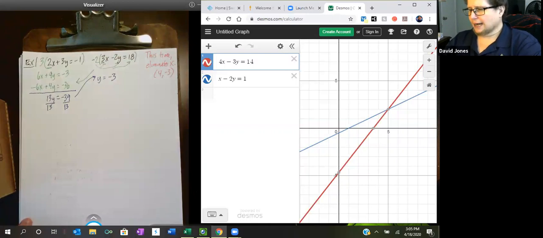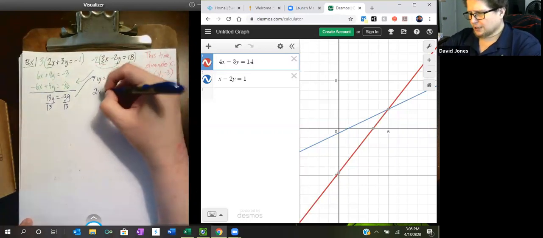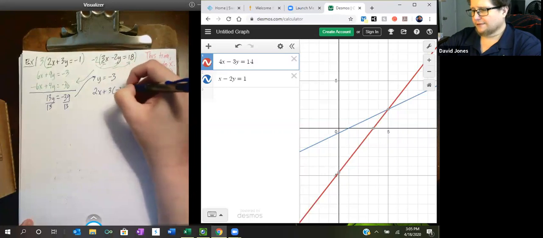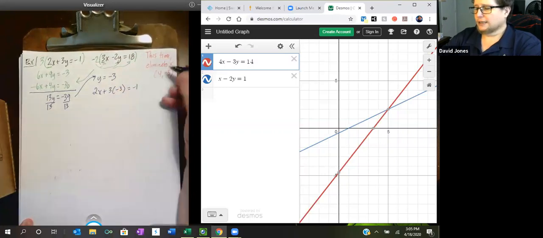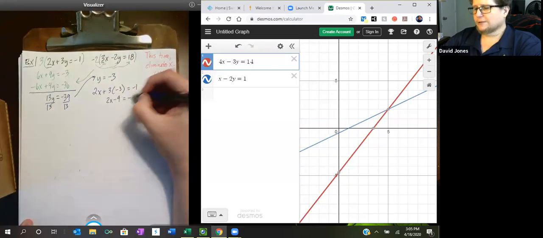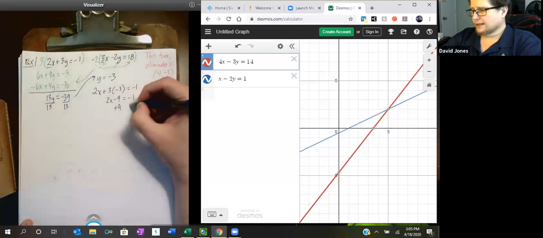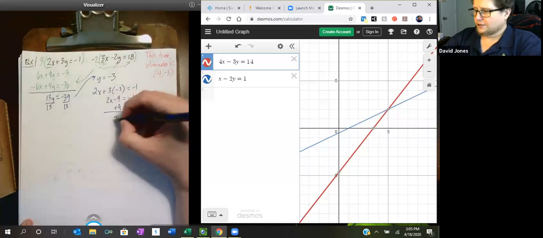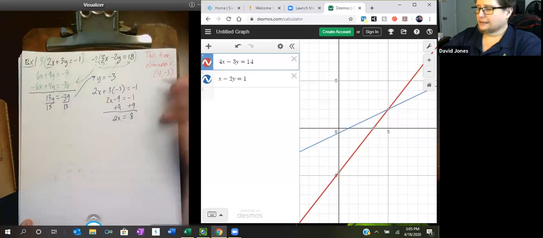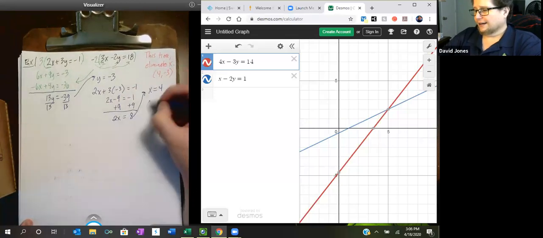Then I'm going to go back and plug it in. I'll plug it into the first one again. 2x plus 3 times negative 3 equals negative 1. 2x minus 9 equals negative 1. Add 9 to both sides. 2x equals 8. And we get x equals 4. And our solution is 4, negative 3.